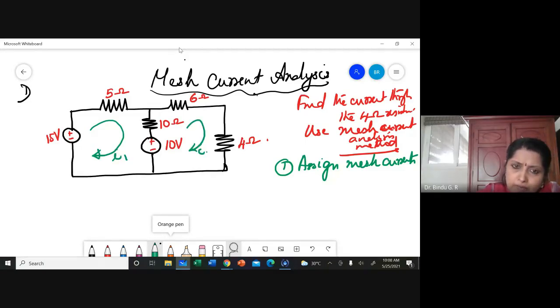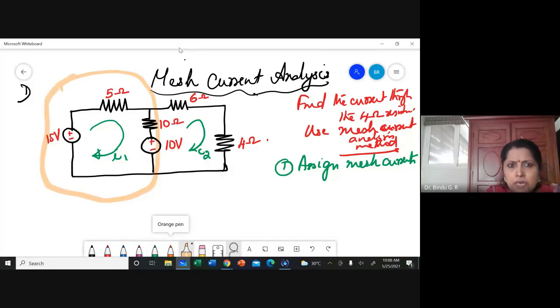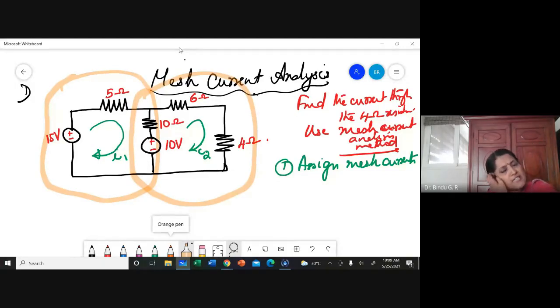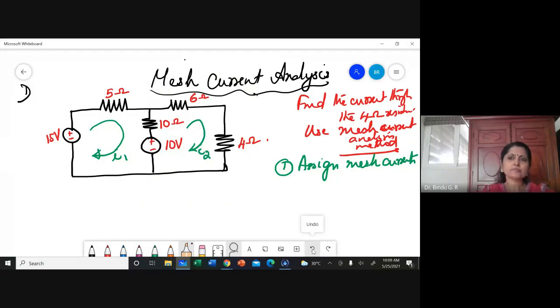What do you mean by arbitrarily taking? I'm just assuming that there is a current I1 in mesh. This much is called a mesh. This is my mesh 1 and this is my mesh 2. So I am considering two mesh currents, I1 and I2, in a direction that is arbitrary. Arbitrary means my freedom. Usually the mesh currents are taken in the clockwise direction as shown. That is all. So I have considered two meshes. I hope you have also drawn these. So first step is to assign mesh currents.